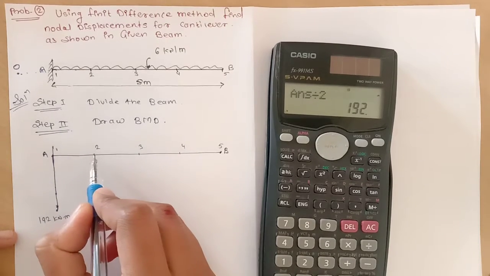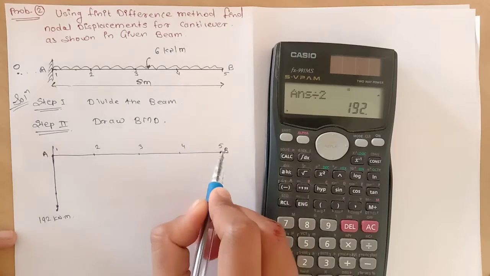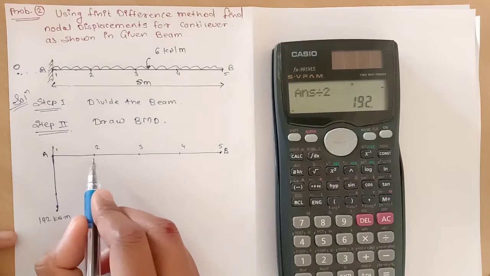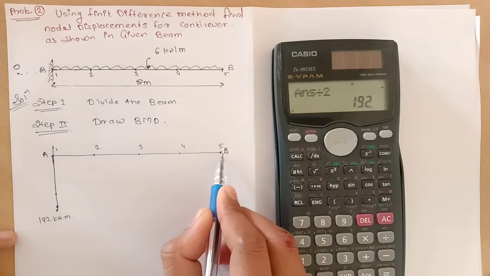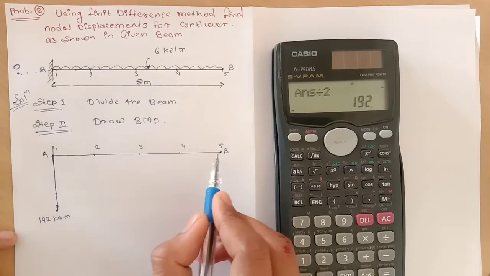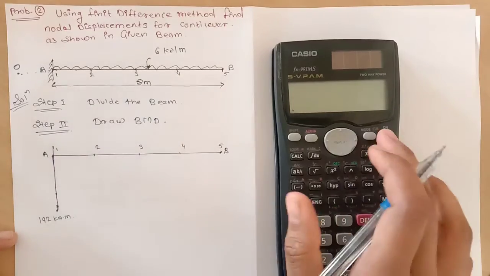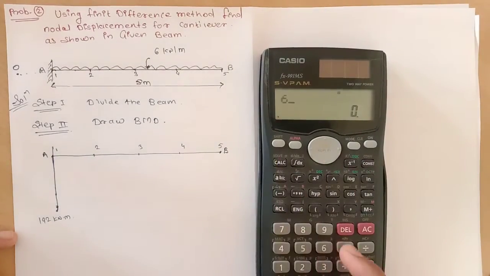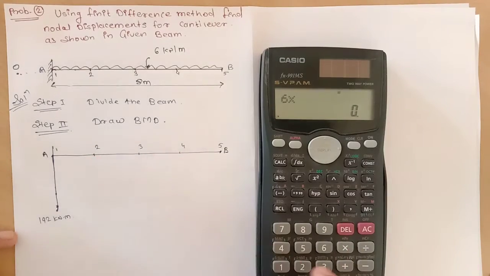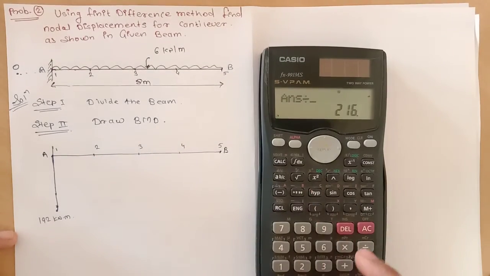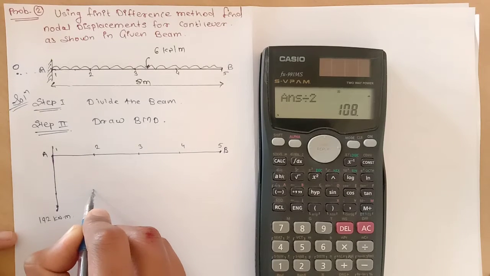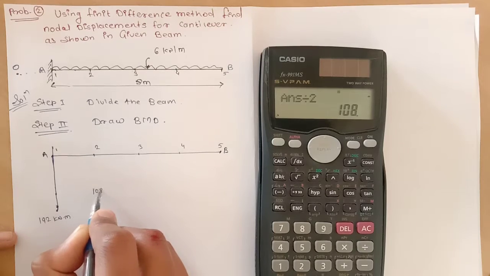Then next, take moment at the second node. From the second node point up to the fifth node point, the total UDL is 6 kilonewton per meter and the distance from the second node to the fifth node is 6 meters. So take moment at the second node: UDL is 6 into length 6 meters, that means 6 into 6 square divided by 2. Here the moment at the node is 108.